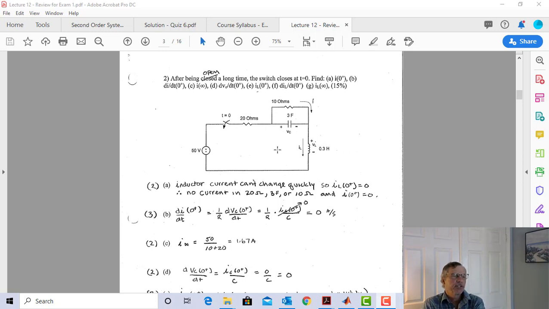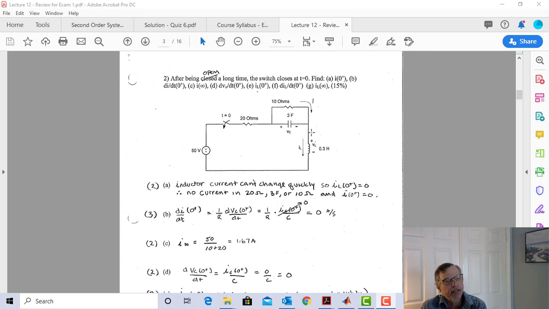Now, at t equals 0, the switch is going to close. And I got a whole bunch of stuff here, right? And I know all this current is eventually going to go through here because the streams kind of separate, they come back together.